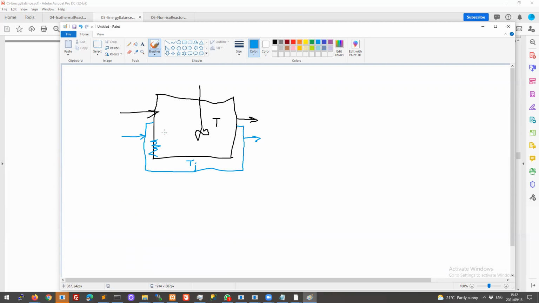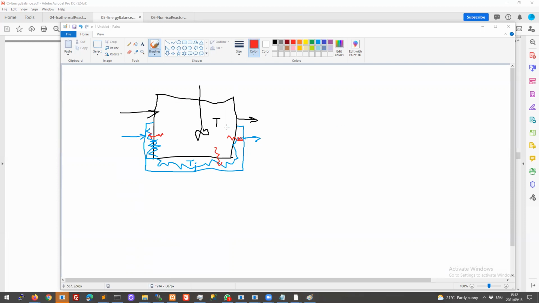So there's another set of energy balances that we can write on the jacket itself, right? As the fluid is flowing through the jacket, its temperature is changing. And the real interest to us is how much energy is leaving the reactor and entering the jacket. So that's the Q term of interest there, right? So there's a certain energy transfer rate between the reactor and the jacket.